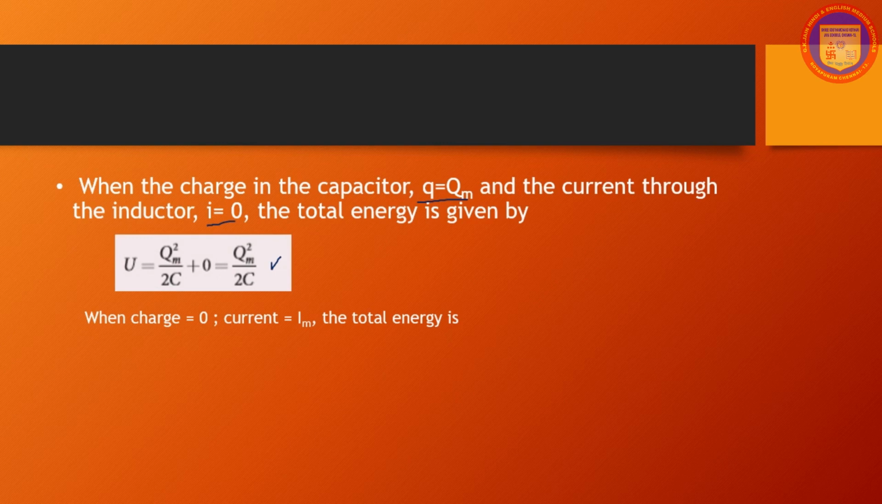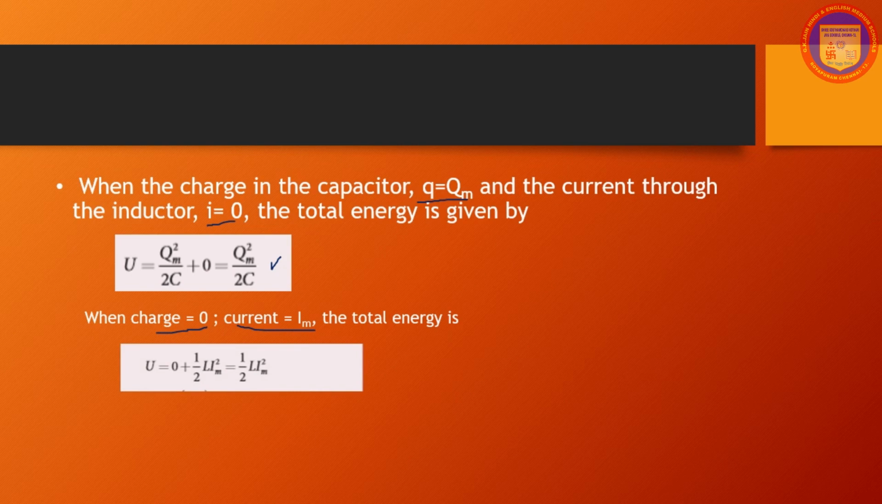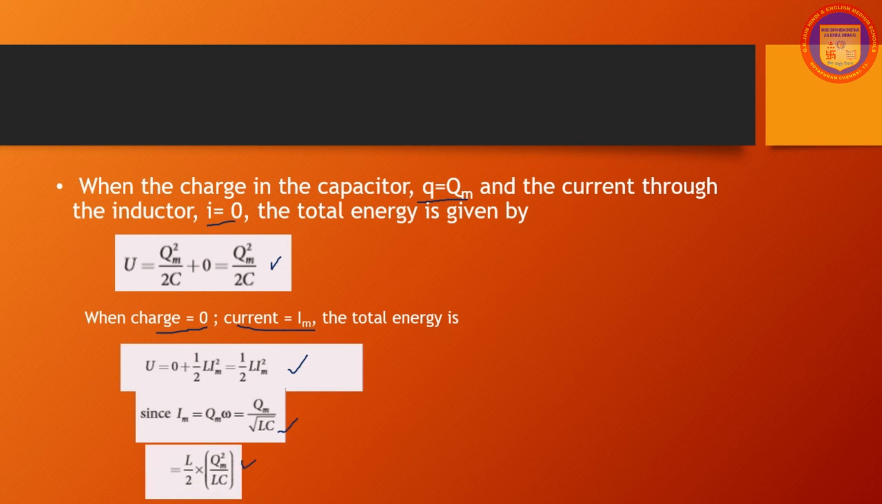Case 2. When the charge is equal to 0, the current is equal to Im, the total energy is U is equal to 0 plus half L Im square, which is equal to half L Im square. Since Im is equal to Qm omega, we have learned already that omega is equal to 1 by square root of LC. Substituting, you will get Im is equal to Qm divided by root of LC. Substitute the value in Im. So you will get L by 2 into Qm square divided by LC. So L and L will get cancelled. So you will get Qm square by 2C. The total energy is wholly magnetic.